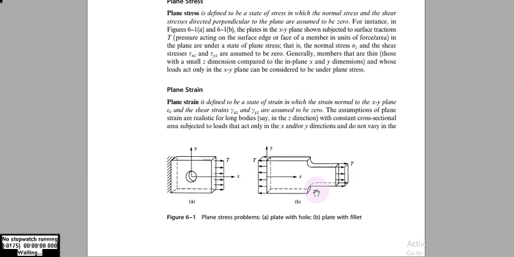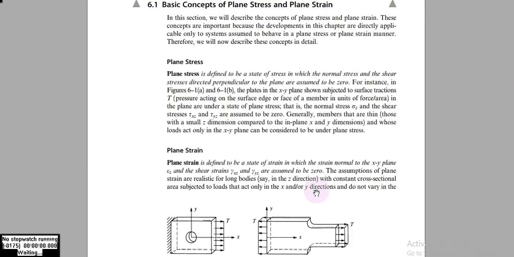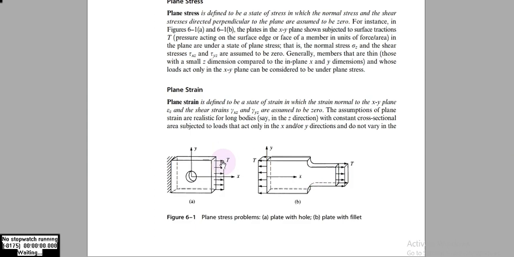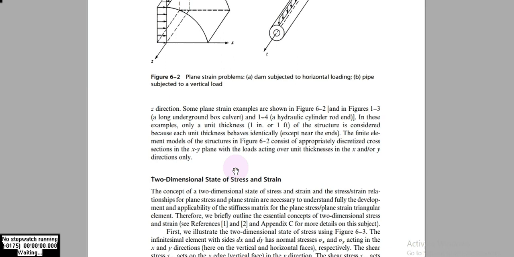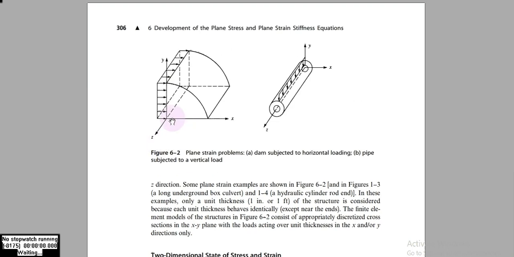Okay, so we can see over here the diagram. In this we can see the traction is acting over here, and in this diagram a, the plane stress, that is the plate with hole, and second is plate with fillet, so that the plane stress can act over here and for this over here. So in this example we can see the plane stress.